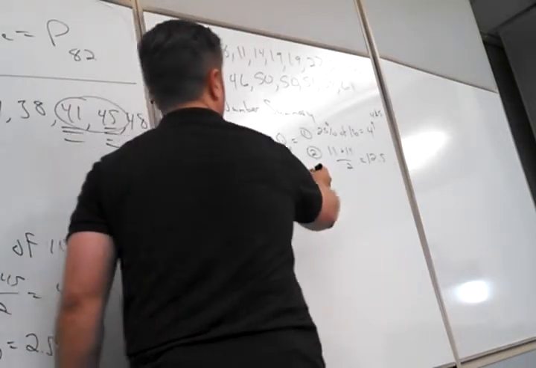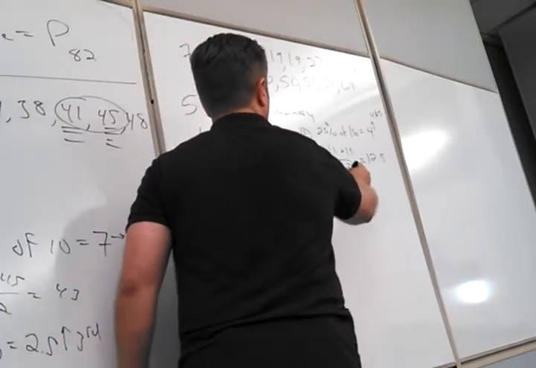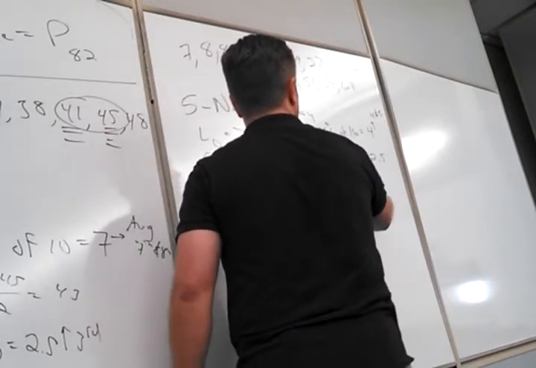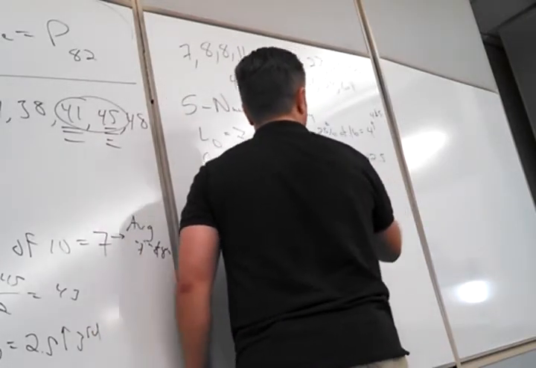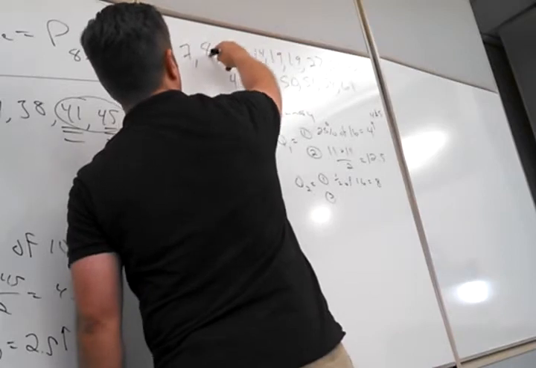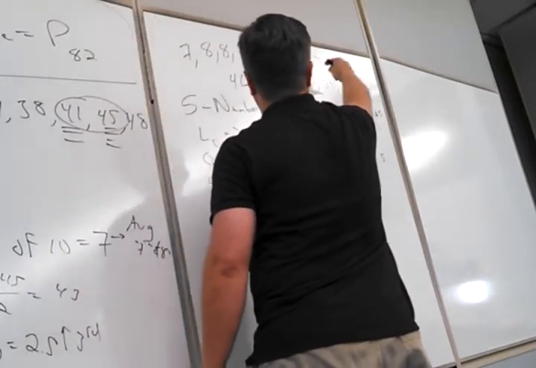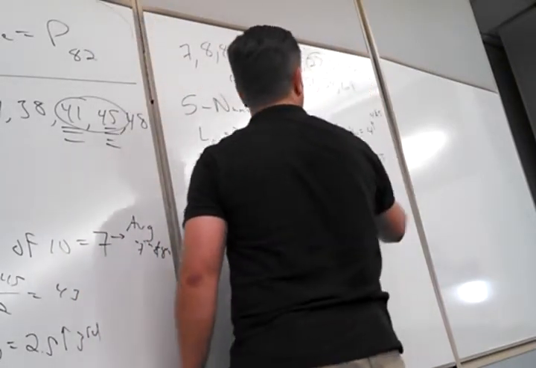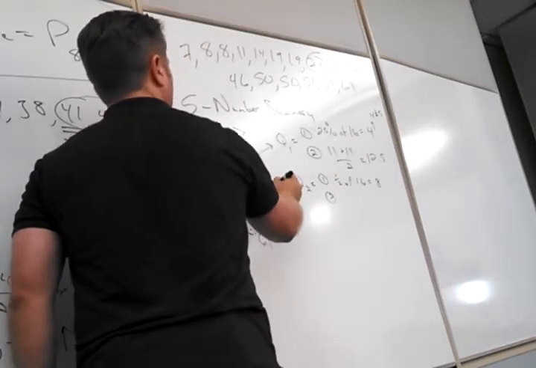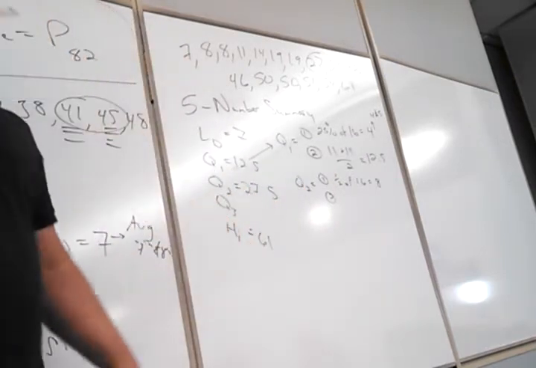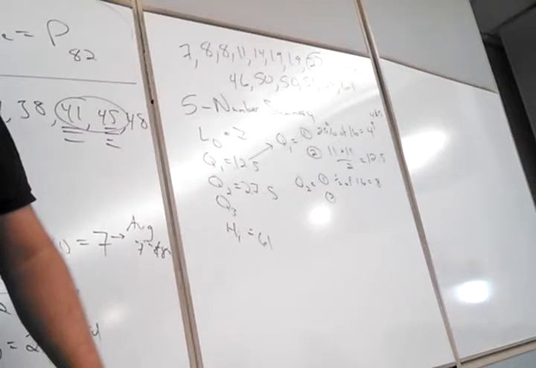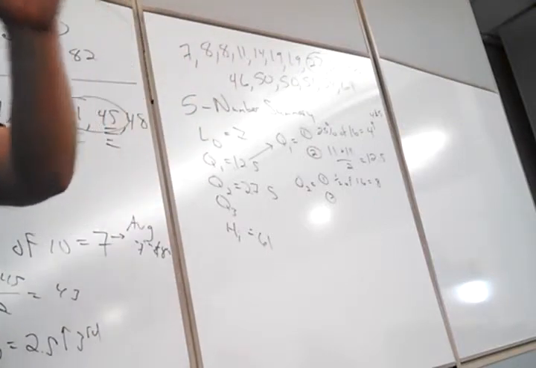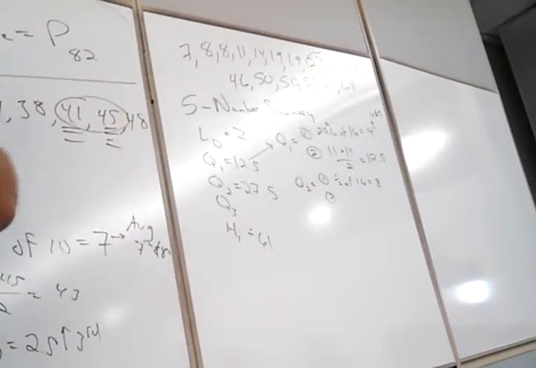Q2. How do I find Q2? So half of 16 is 8. So I take the average of the 8th and 9th. 1, 2, 3, 4, 5, 6, 7, 8, 9. So I want to average those. And of course that's 27 and a half. Is that cool? Please embrace this. This is not that hard.